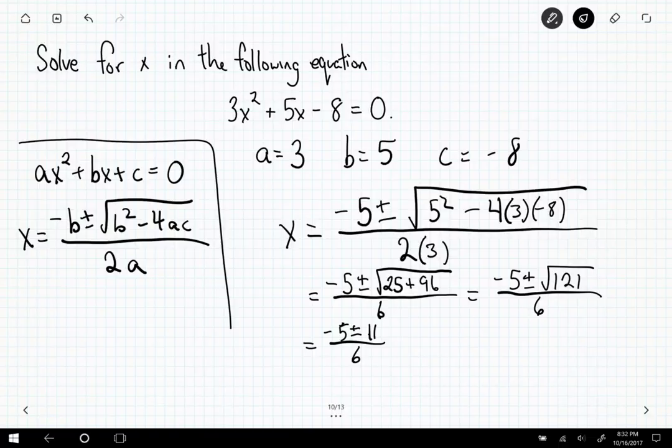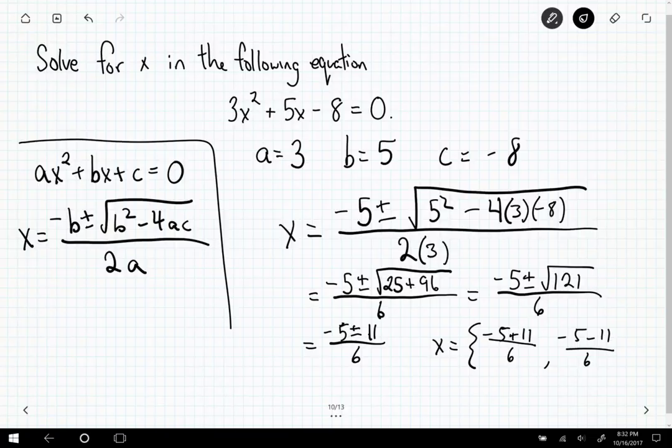Now, this gives us two solutions. So we get x equals, that plus or minus tells us one solution is negative 5 plus 11 over 6. And the other solution is negative 5 minus 11 all over 6. Okay. And the reason why I wanted to use the quadratic formula is because I wanted to show something we could do very quickly.